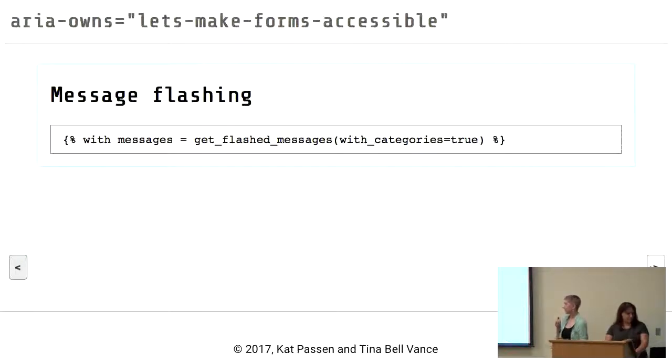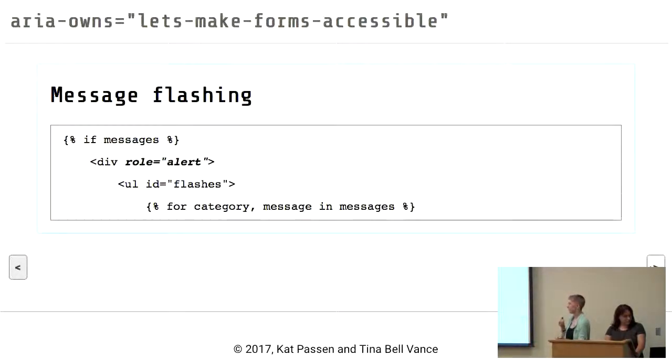So to do this, we do a statement to declare this variable messages, and we get the flashed messages from the back end, and we're asking for the categories along with them. So this way we can have messages of different kinds. So for all of these, we're going to put them in a div that has role alert, so that way the user knows as soon as something is wrong, or rather you have done something, here's your success, here's your error, here's whatever it is.